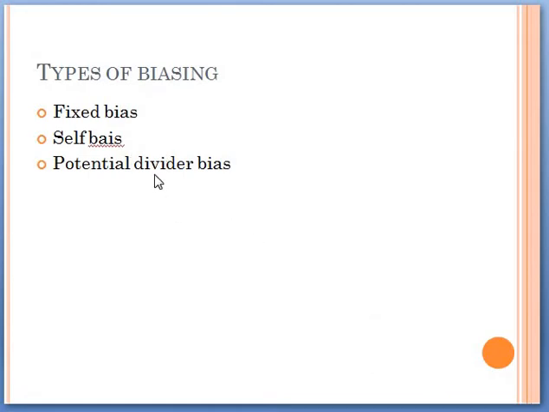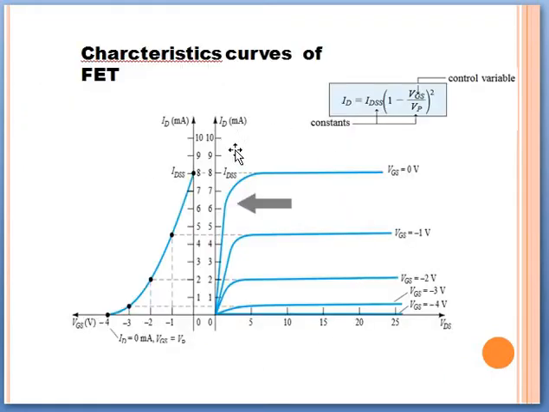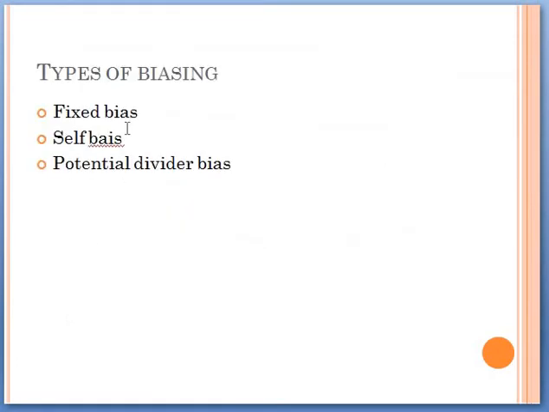Now let's go into the topic here. There are different types of biasing for the FETs. The biasing used for FET is to make the ID current constant. When the temperature increases, the channel resistance decreases, so the ID current increases most of the time, where ID is the drain current.